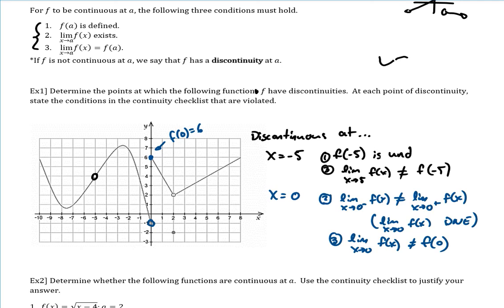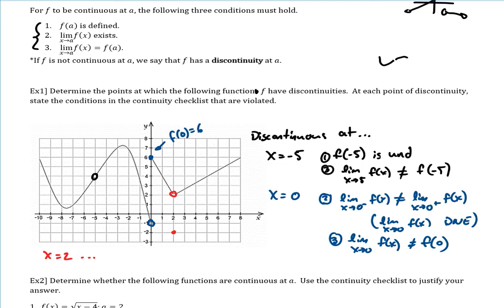Okay, because f of 0 was 6, but this is undefined, or this does not exist. So that means that number 3 is not going to match. And let's do, it looks like there's one more. So continuing drawing left to right, I have this open dot, and then I do have a solid dot, and then it keeps going right, and that looks like the last point where we have a discontinuity. So it looks like we have a discontinuity at x equals 2.